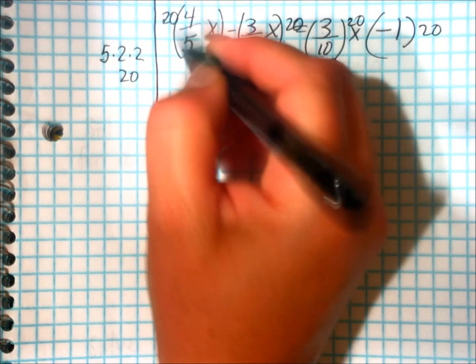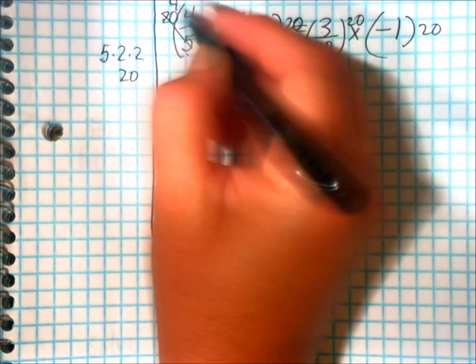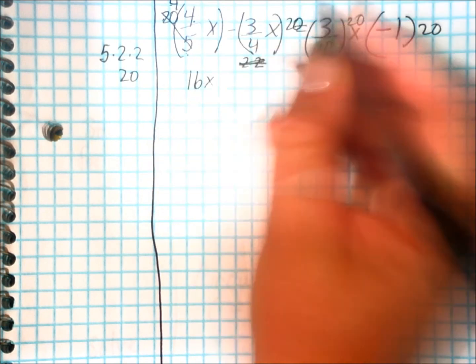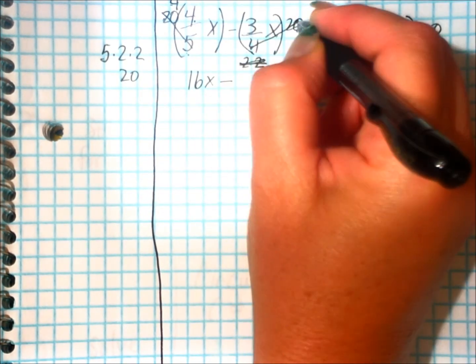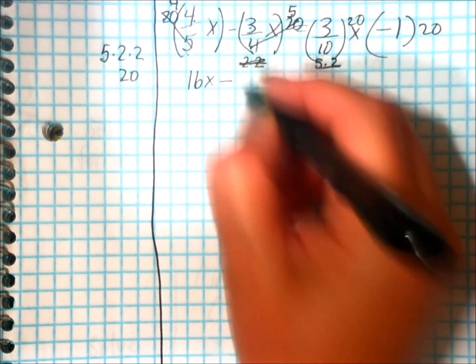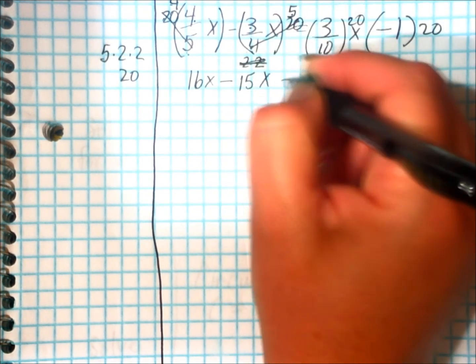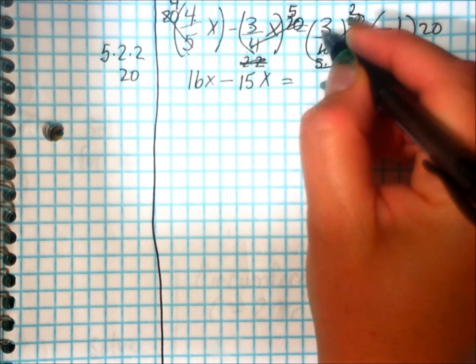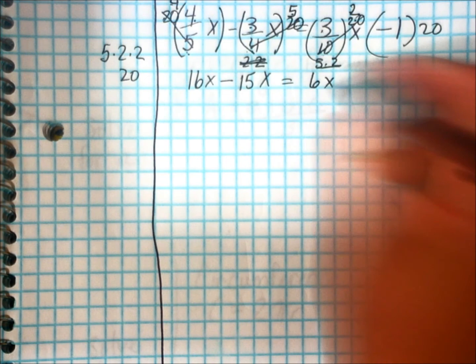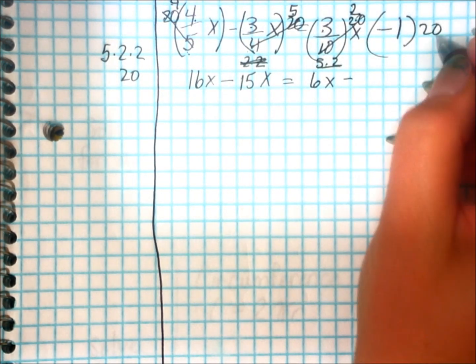Here, 20 divided by 5 would be 4. 4 times 4 is 16x. Minus. Here, 20 divided by 4 would be 5. 5 times 3 is 15x. 20 divided by 10 is 2. 2 times 3 is 6x. 1 times 20, 20. And now the fractions are gone.